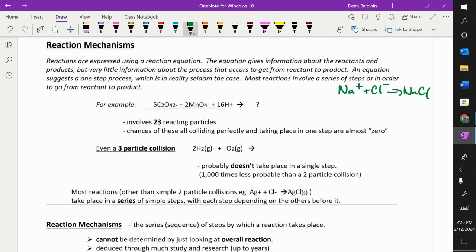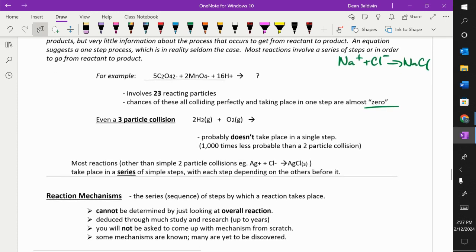So it's almost zero. Even if you look at the three-particle collision of two hydrogen molecules plus oxygen, it's not going to happen in a single step, because it's 1,000 times less probable than a two-particle collision. This is fairly straightforward. It's 1,000 times less likely to happen in one step, just by adding an extra particle or molecule. It's going to depend on the molecules and such, but it would scale. I don't know the exact scale, but it would scale.